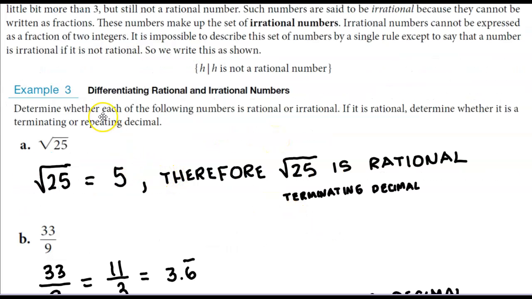Now for example number 3, we're differentiating rational and irrational numbers. We're going to determine whether each of the following numbers is rational or irrational. If it is rational, then determine whether it is a terminating or a repeating decimal. So for the first question, square root of 25. Well, the question is saying, what do I have to square to get 25? Well, the answer is 5. So therefore, it is a rational number because it's a terminating decimal.